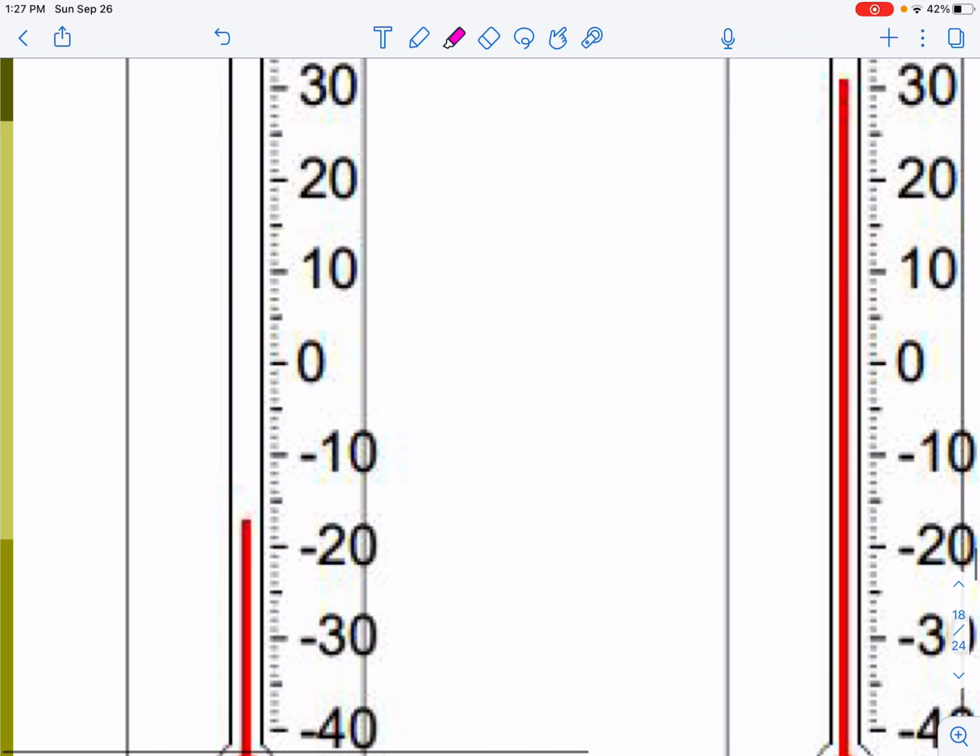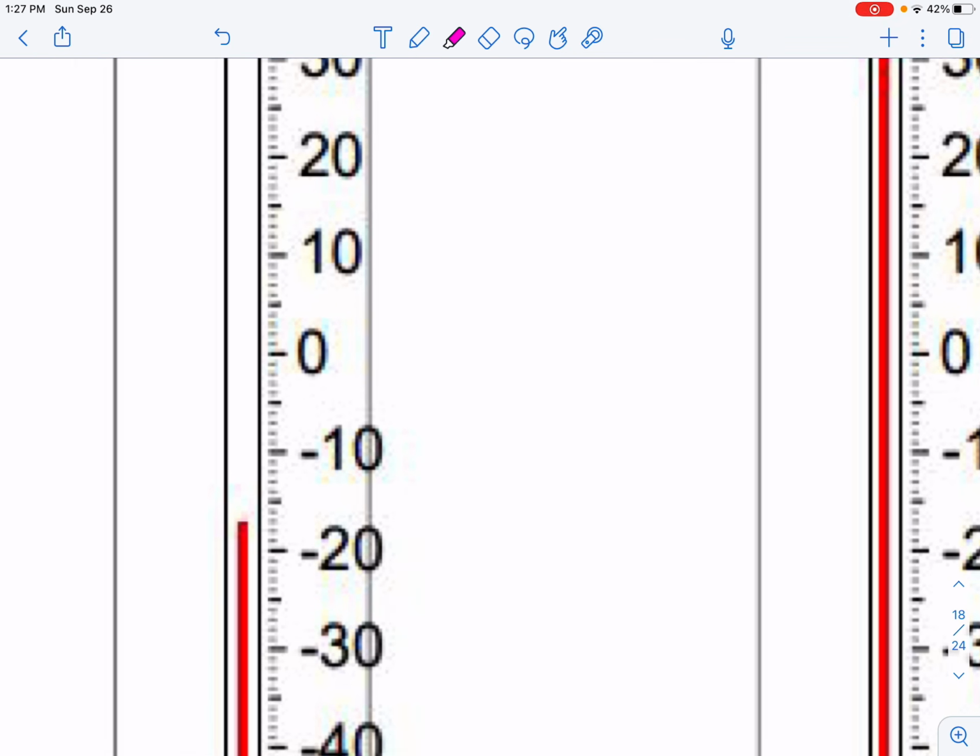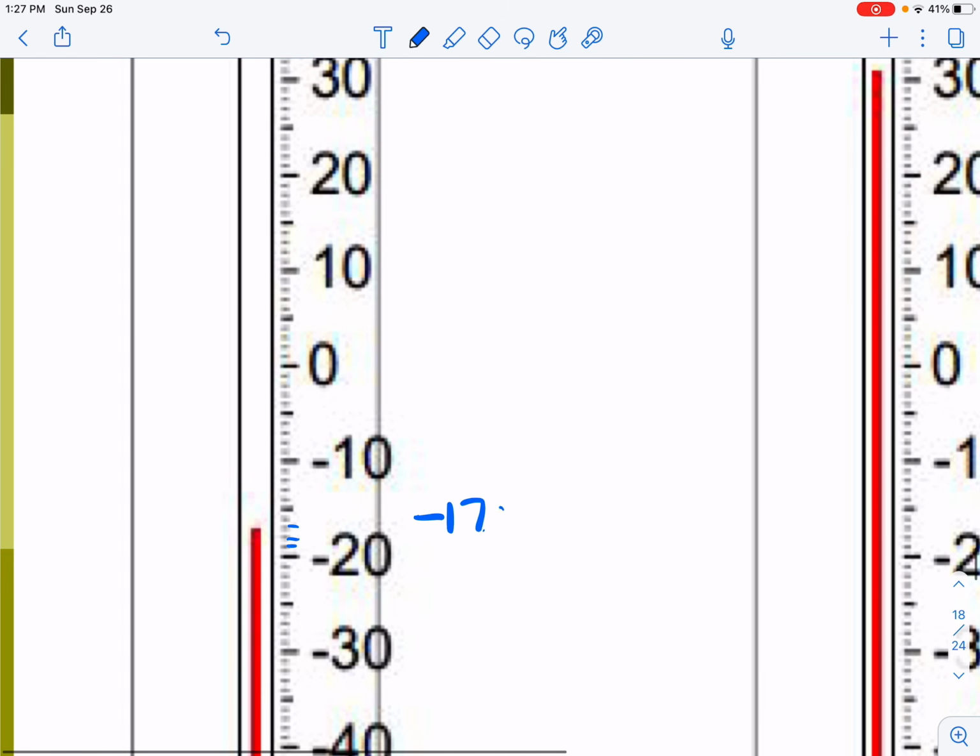Let me go ahead and do this first one. The first one I see, it looks like to me it's right at -20 here, -10. So I need to be as precise as possible. They go in increments of 1. It looks like it's -19, -18, I think it's right at -17 degrees Celsius. But I don't just write -17. I write -17.0. What I'm certain of, plus one more digit.